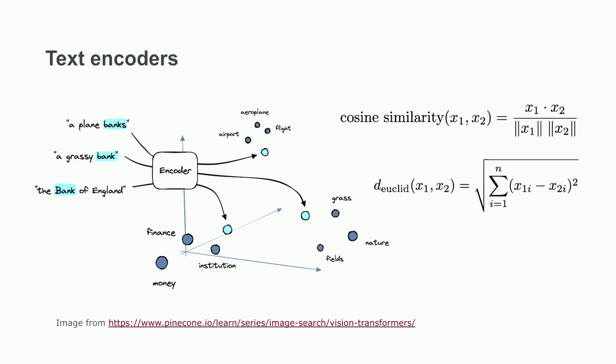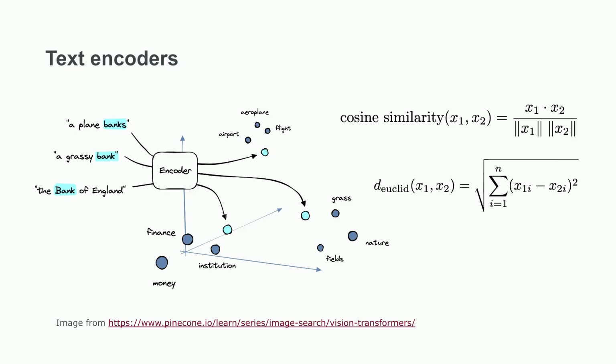So CLIP is going to be using text encoders to transform the text into embeddings, in addition to the image encoder, which can be a ResNet or a vision transformer. And notice how this is encoding the word "bank" differently depending on its context. Plane banks relates to aeroplane and flight, and a grassy bank relates to grass and fields. The Bank of England relates to finance, institution, and money. The context is very important for the embedding of the word bank.